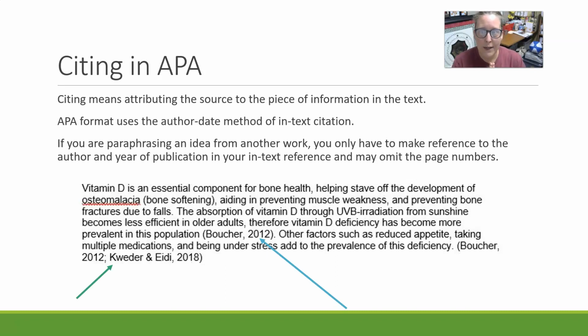Okay, so first, when your teacher says they want something cited and referenced in APA, citing means attributing the source to the piece of information inside the text. So it's in-text citation. As you are writing and getting ideas from different sources, you need to put where these ideas are coming from. APA format uses the author-date method of in-text citation, meaning you list the author's last name, comma, and then the year, in parentheses. If you're paraphrasing an idea from another work, you only have to make the reference to the author and year in your text, and you don't have to worry about page numbers. We'll get to page numbers in just a minute.